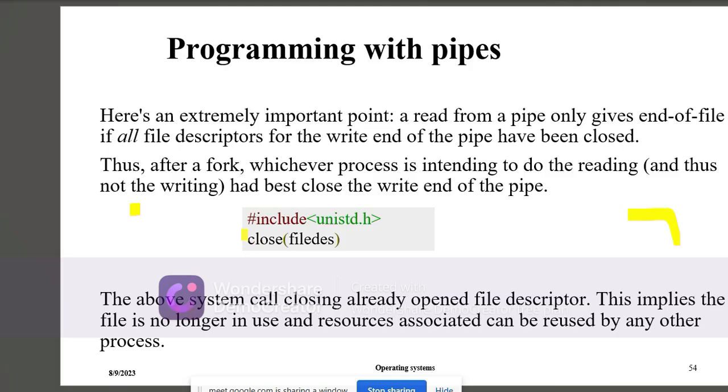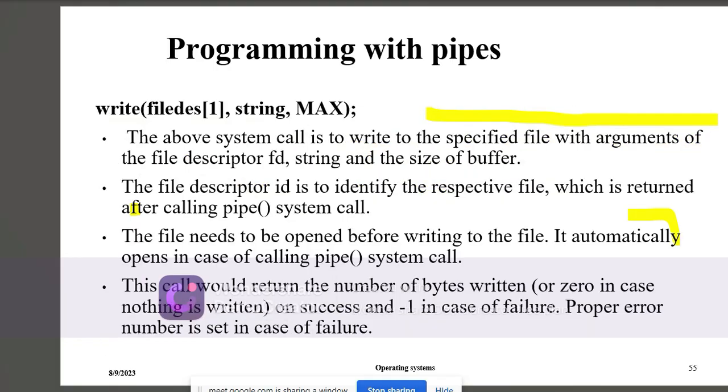How are you going to close a file descriptor? By using the close function. Now see, a read from the pipe only gives end of file if all the file descriptors for the write end of the pipe have been closed. Thus after a fork system call, whichever process is intending to do the reading has to close the write end, and that can be done by using the close system call or the close function.